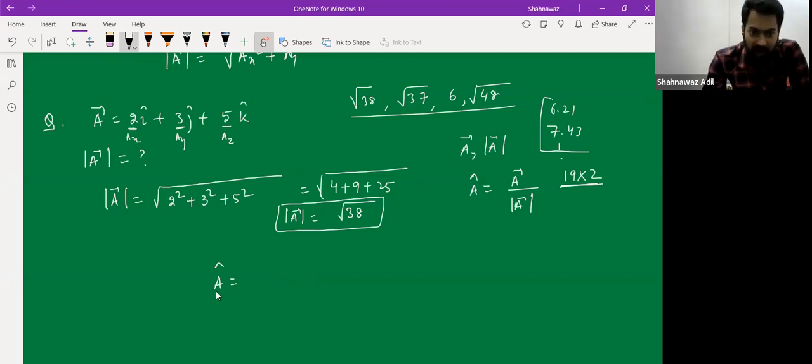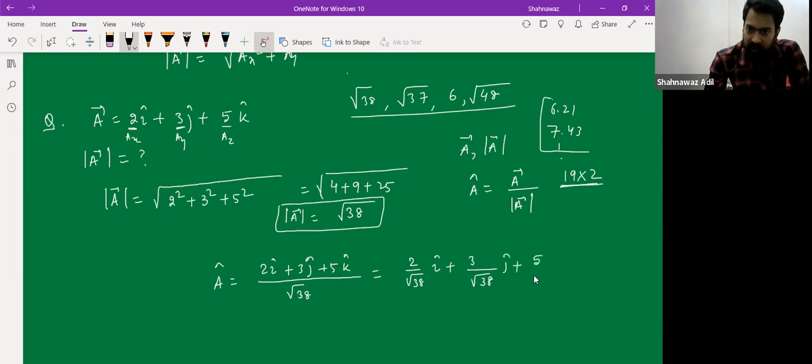So what would be the unit vector then? The vector is 2i plus 3j plus 5k. And what is the magnitude? Magnitude is root 38. So this is the unit vector. Now this would be what? 2 by root 38 i hat plus 3 by root 38 j hat plus 5 by root 38 k hat. Right. So now this we have to rationalize.